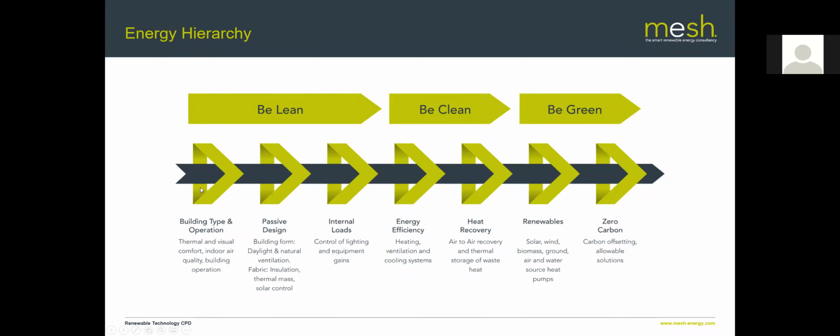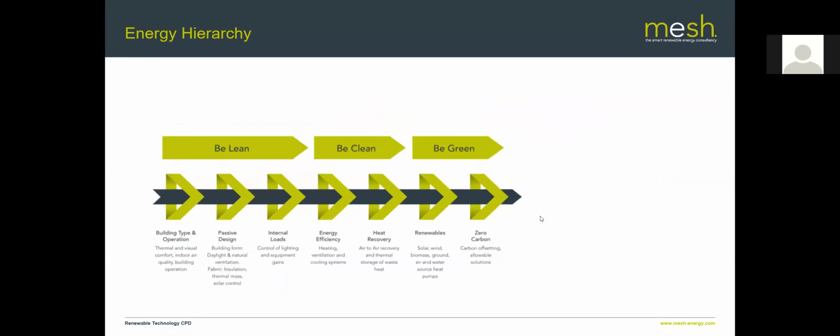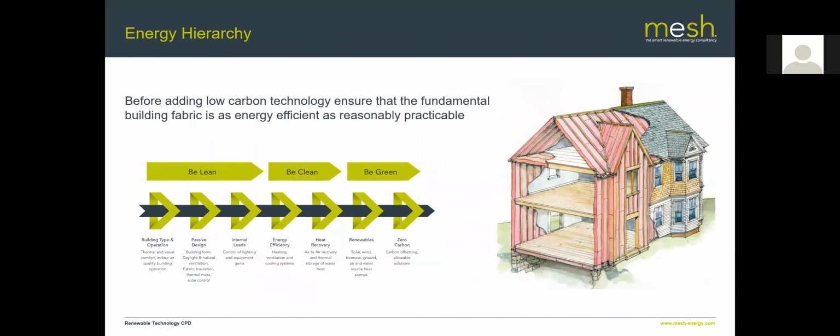You should have thought about lots of other ways of reducing energy or making a building more energy efficient before we get to this stage. And the takeaway from this is that always adding low carbon technology is not a substitute for getting the building fabric as good as possible from the outset.